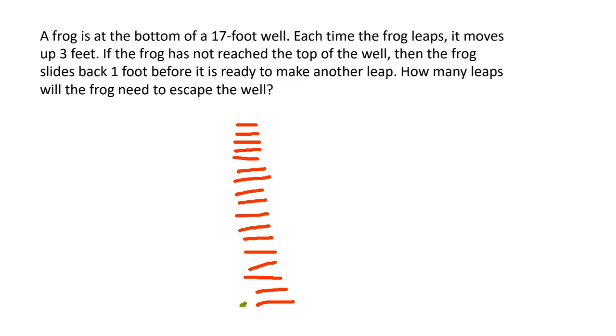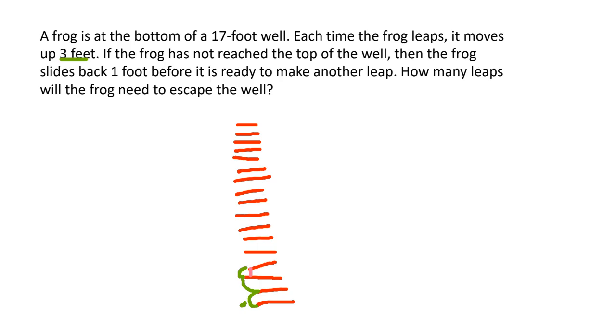So in the problem, it says that it leaps. When it jumps, it goes up 3 feet. And if it hasn't reached the top, then it falls back 1 foot before it can jump again. So if we jump, we go 1, 2, 3. We are not at the top, right? So our froggy is going to fall back to the one below.